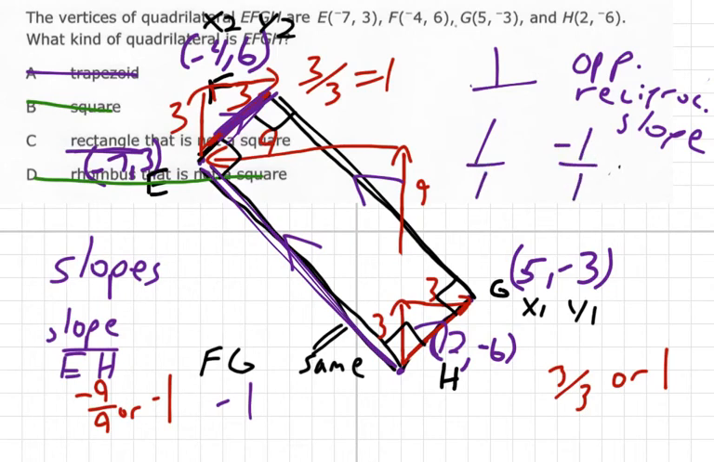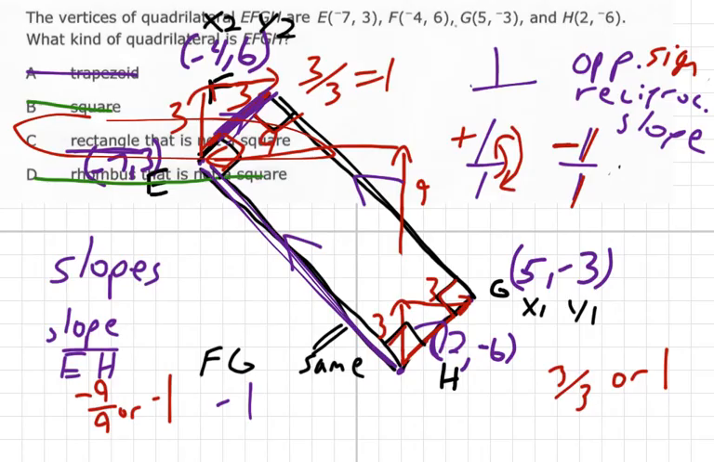So if we write these as fractions, if it's the opposite reciprocal, that means I should be able to take the reciprocal, which is to flip the numbers, so it becomes 1 over 1. Well, that's right. And take the opposite sign. This was positive, I made it negative. So indeed, they are opposite reciprocal slopes. So that's what tells me that these are all going to be perpendicular, which makes it a rectangle. All right.